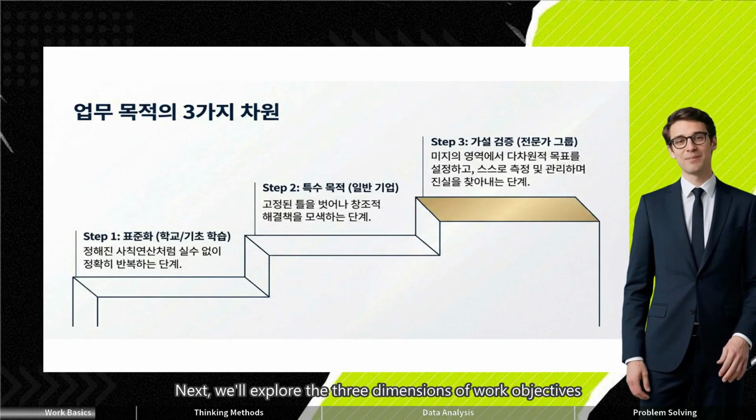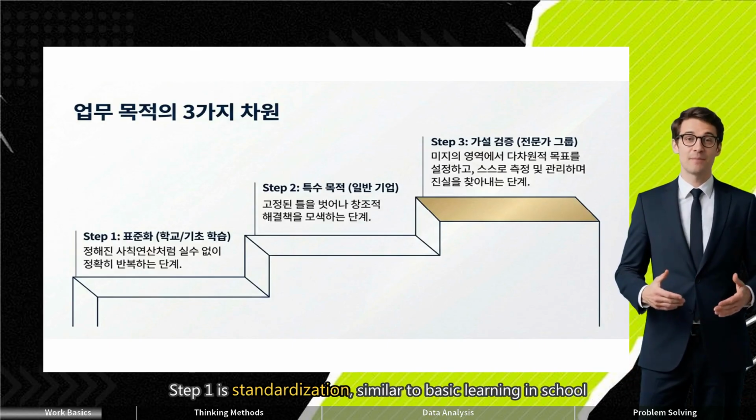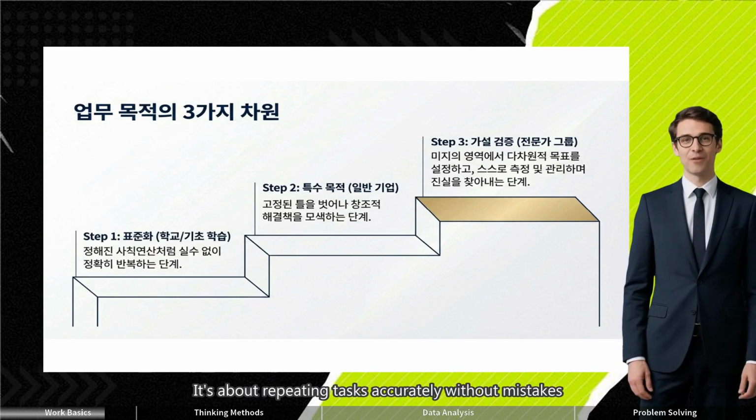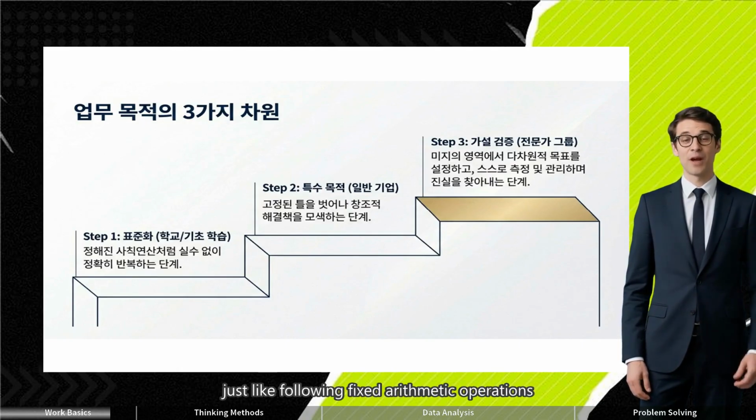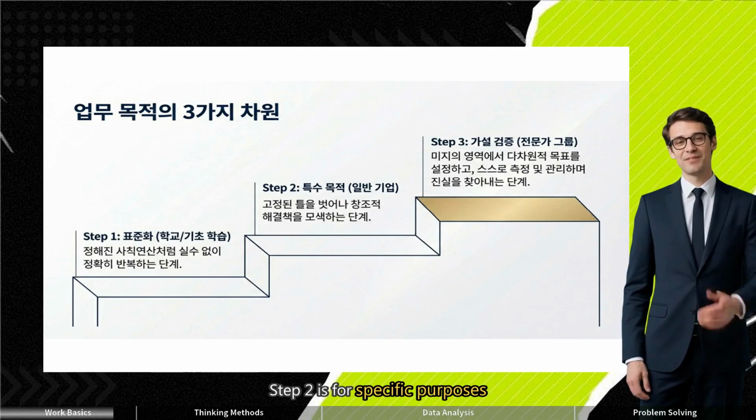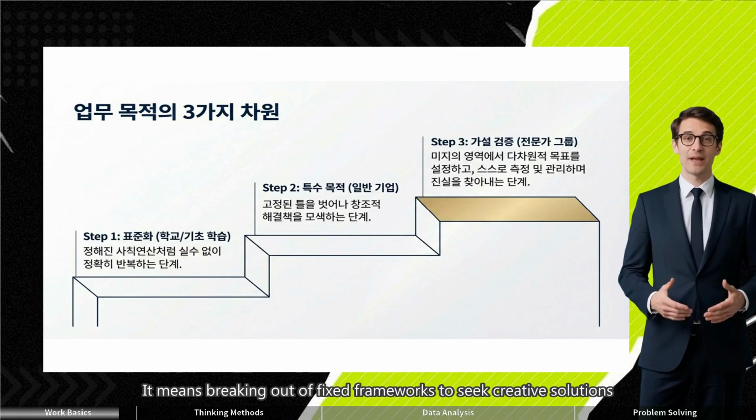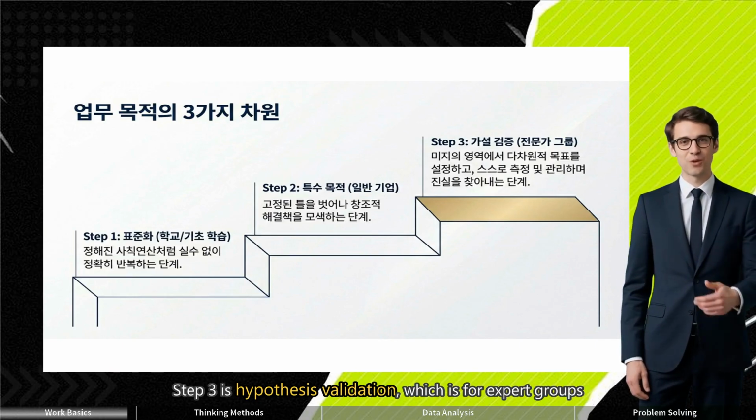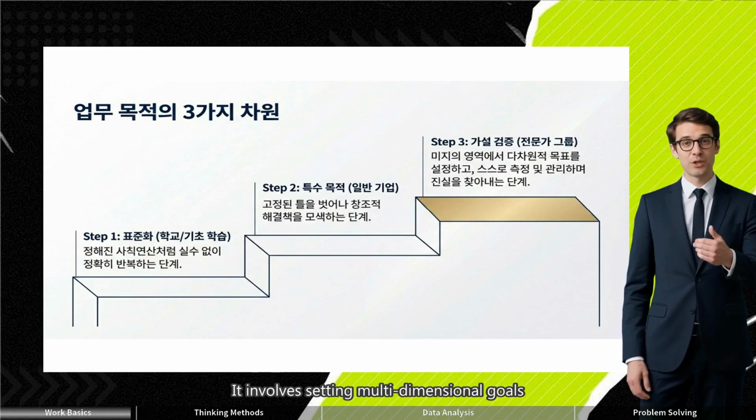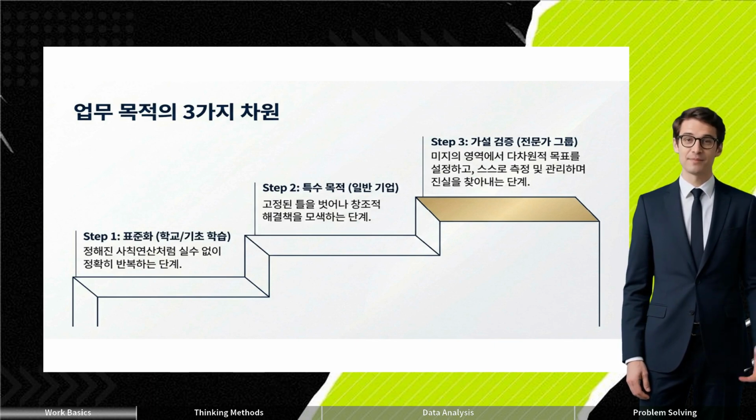Next, we'll explore the three dimensions of work objectives. Step 1 is standardization, similar to basic learning in school. It's about repeating tasks accurately without mistakes, just like following fixed arithmetic operations. Step 2 is for specific purposes, which is what most general enterprises focus on. It means breaking out of fixed frameworks to seek creative solutions. Step 3 is hypothesis validation, which is for expert groups. It involves setting multi-dimensional goals in uncharted areas, measuring and managing them on our own to uncover the truth.